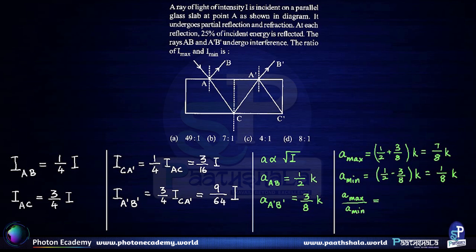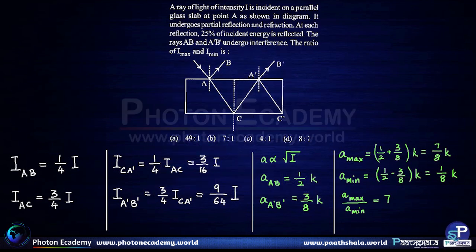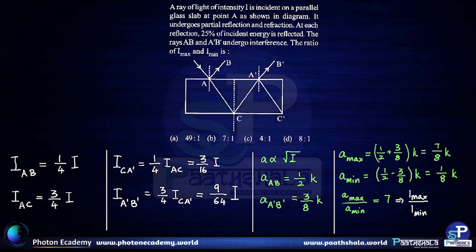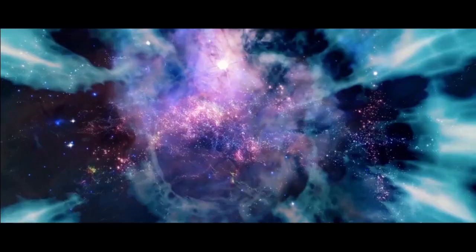The ratio of maximum and minimum amplitudes is equal to 7. And since amplitude is proportional to the square root of intensity, the ratio of the intensities would be the square of the ratio of the amplitudes. Therefore, we have I max by I min equal to 7 square, or 49:1, and hence the answer is option A.